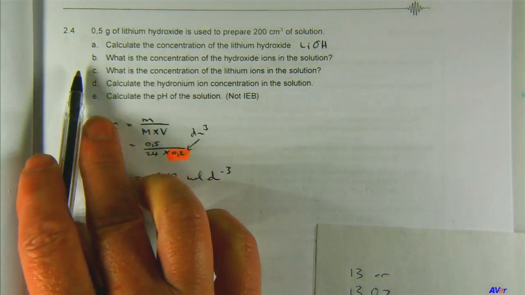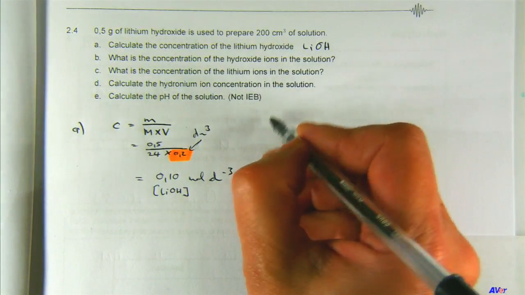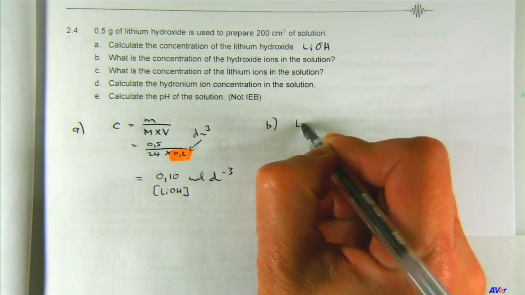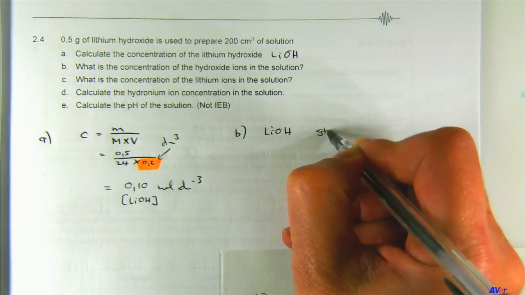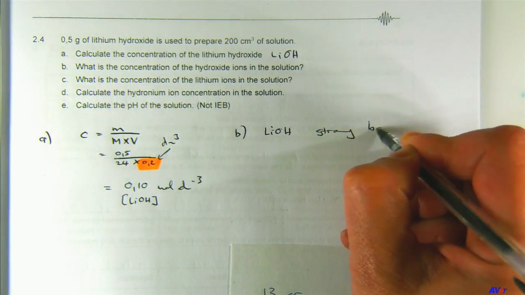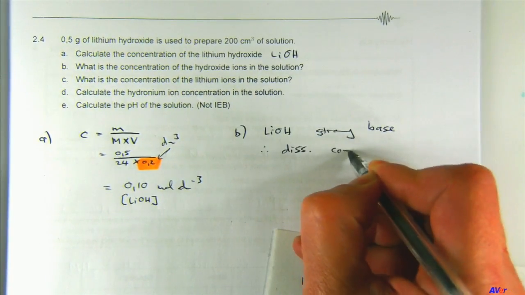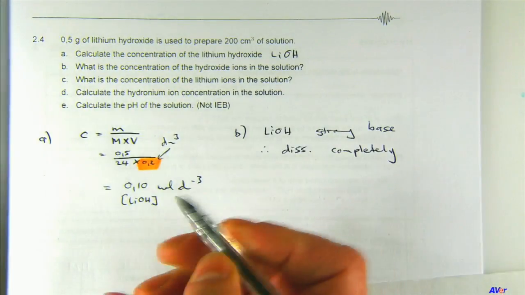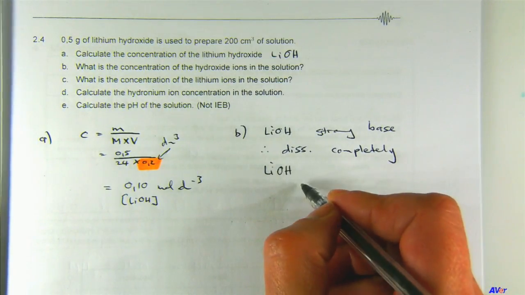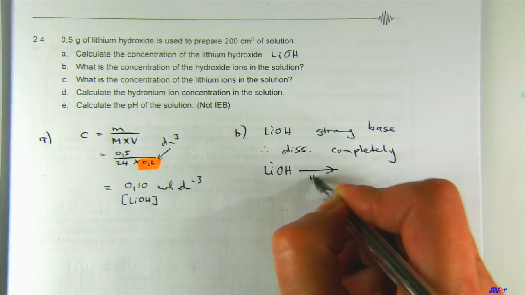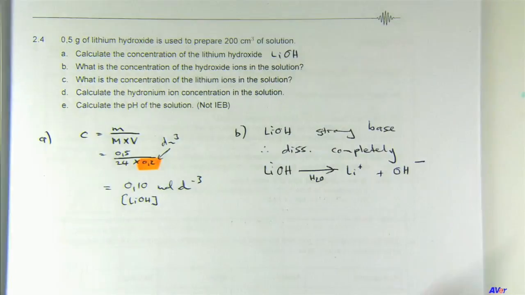And now in the second one, they ask us, what is the concentration of the hydroxide ions? Now, what do I know about lithium hydroxide? Strong base. You see why that first table is so very important, right? It's a strong base. And what do I know about a strong base? It dissociates completely. Just show me how it dissociates. Now, should water go into the equation or not? Nope. So it will make Li+ and it will make OH minus. And you can put aqueous there if you want to.